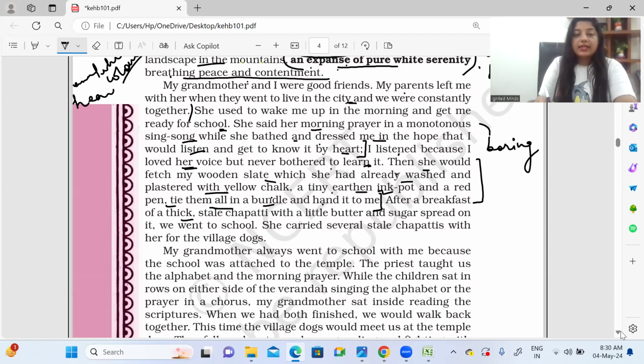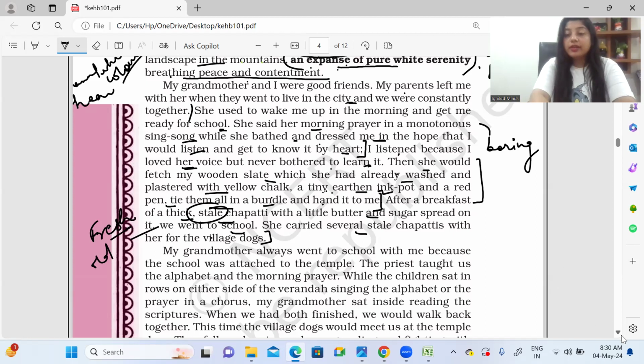After a breakfast of a thick stale chapati, stale means something which is not fresh, old, with a little butter and sugar spread on it, we went to school. So he used to just have a stale chapati with some butter on it, and then they used to leave. Who used to leave? The grandmother and the narrator. She carried several stale chapatis for the village dogs also.